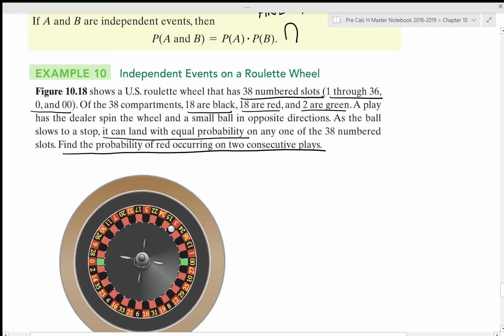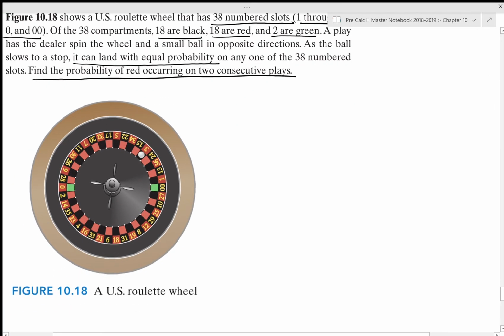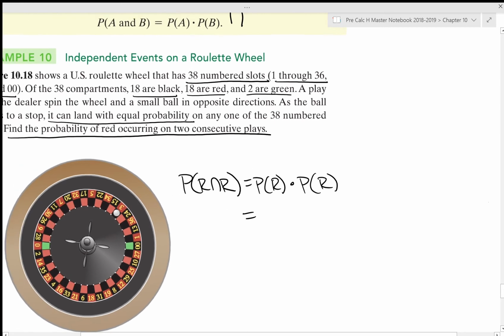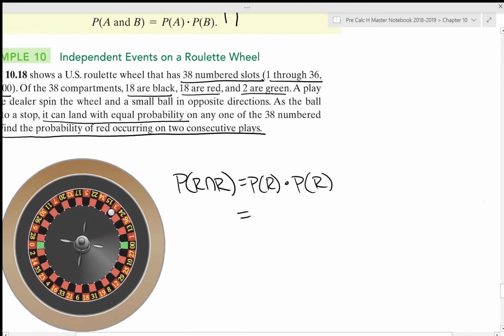Now, the thing you need to remember with this, each spin, just because you got a 3 on the first spin doesn't mean you can't get a 3 on the second spin. You still can. So, probability of getting a red and another red. So, "and" means multiply. So I'm going to take the probability of rolling a red and times it by the probability of rolling another red. Well, the probability of red, we said there are 18 red, right? Out of how many total slots? 38.